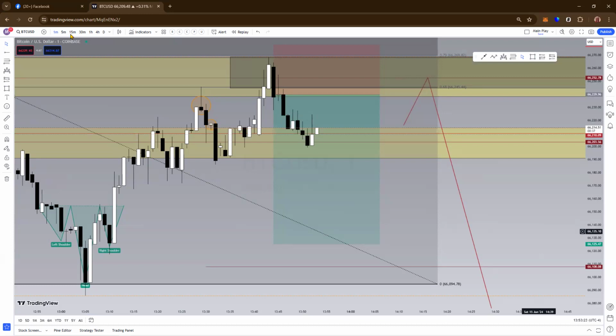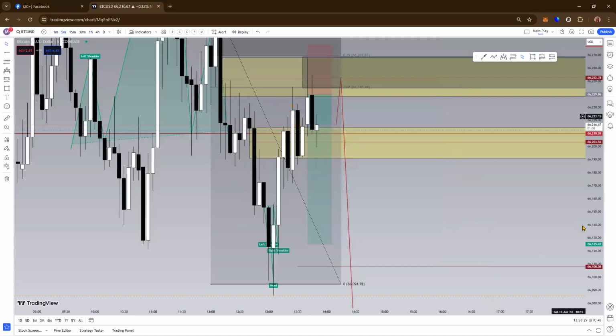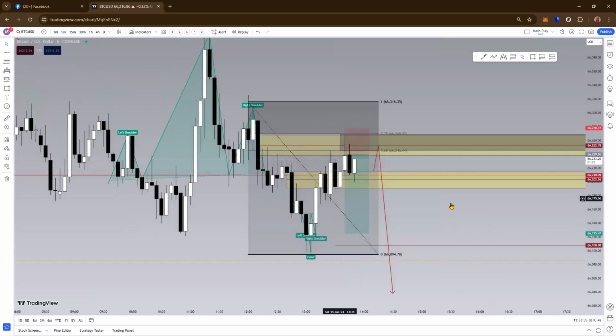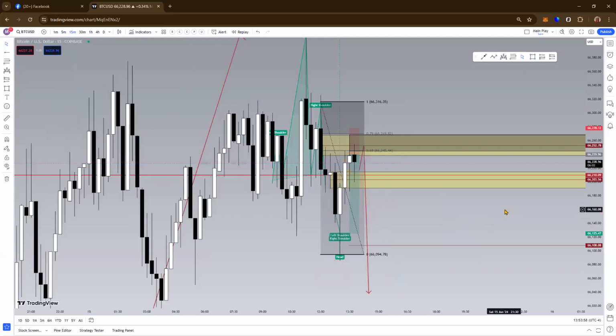Also go to higher time frames. Just go to the 5 minute. It's a 5 minute. 15 minute. Down to 1 minute.